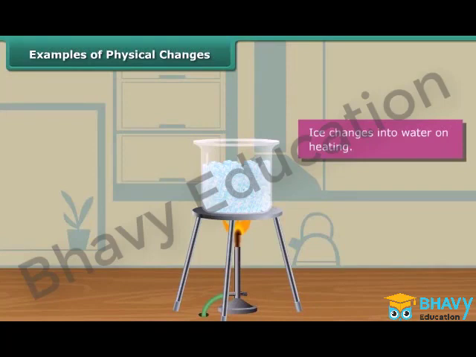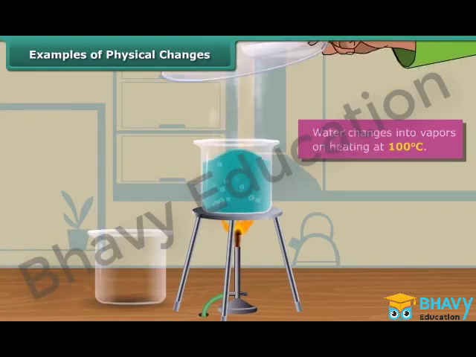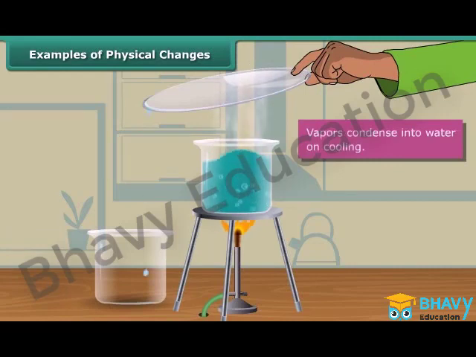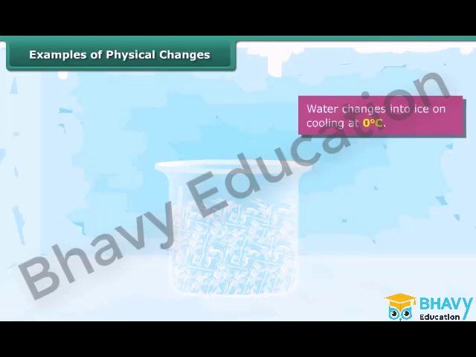Children, on heating, ice changes into water. When this water is heated to 100 degrees Celsius, it changes to vapors. These vapors on cooling change to water. And when this water is cooled to 0 degrees Celsius, it converts to ice. So, in the whole process, water changes only its state, and the chemical composition of water remains same.